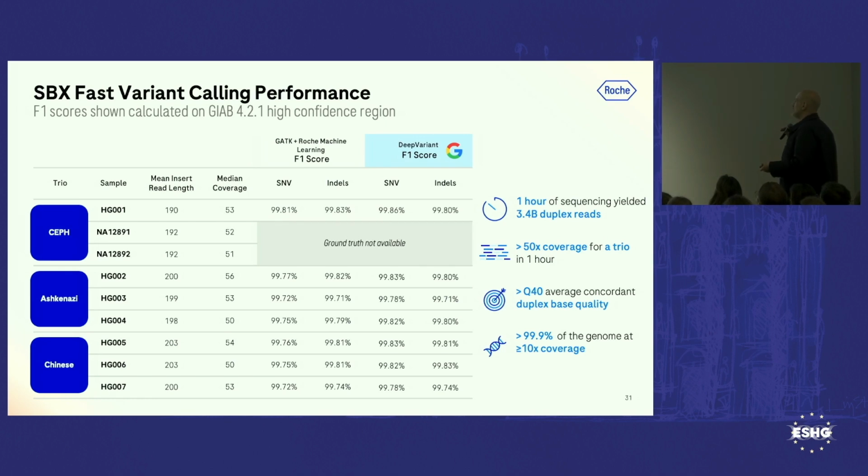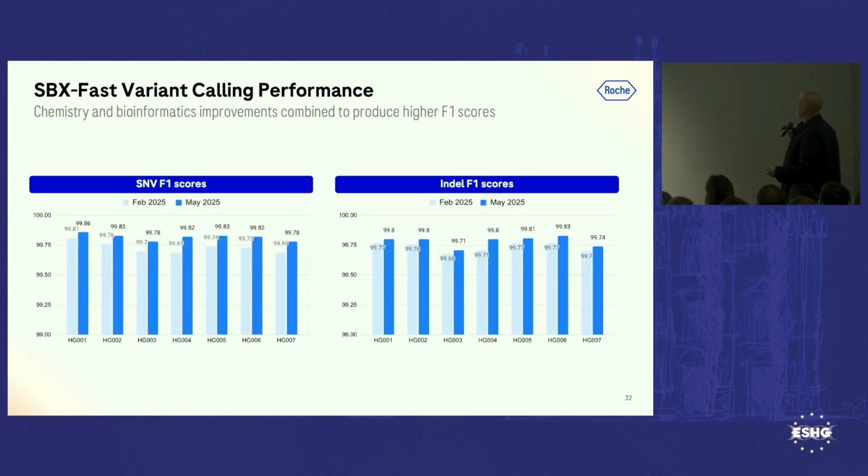We ran these as trios because that's going to overlap more with what Sean's going to talk about, for the direction of the SBX fast workflow is to run solos or trios. So we ran these as trios, so we actually have a lot higher coverage here, but still very good results. Difference between February and May, still a big jump.